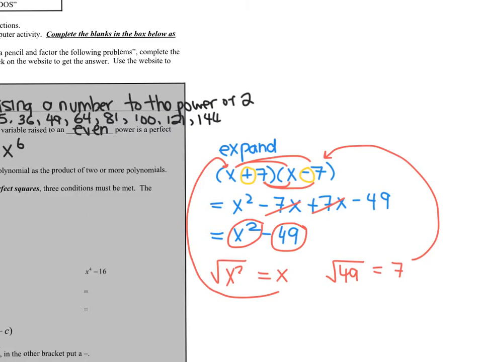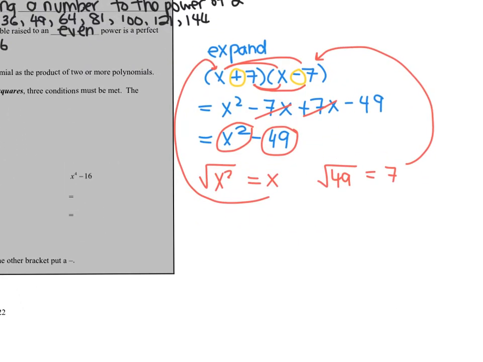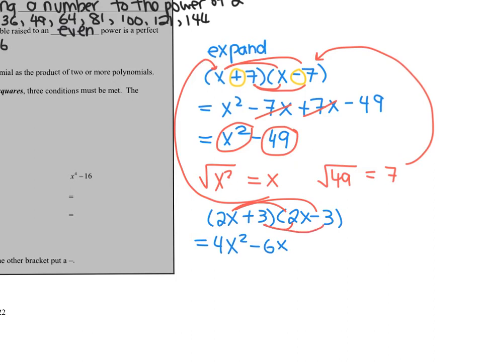Let's see if we could have a similar rule if I do, let's say, 2x plus 3 times 2x minus 3. Let's expand it. So 2x times 2x is 4x squared. 2x times negative 3 is negative 6x. And now I do my lower FOIL. So 3 times 2x is positive 6x. 3 times negative 3 is negative 9. These 6's cancel out again, opposite signs. So my final answer is 4x squared minus 9.